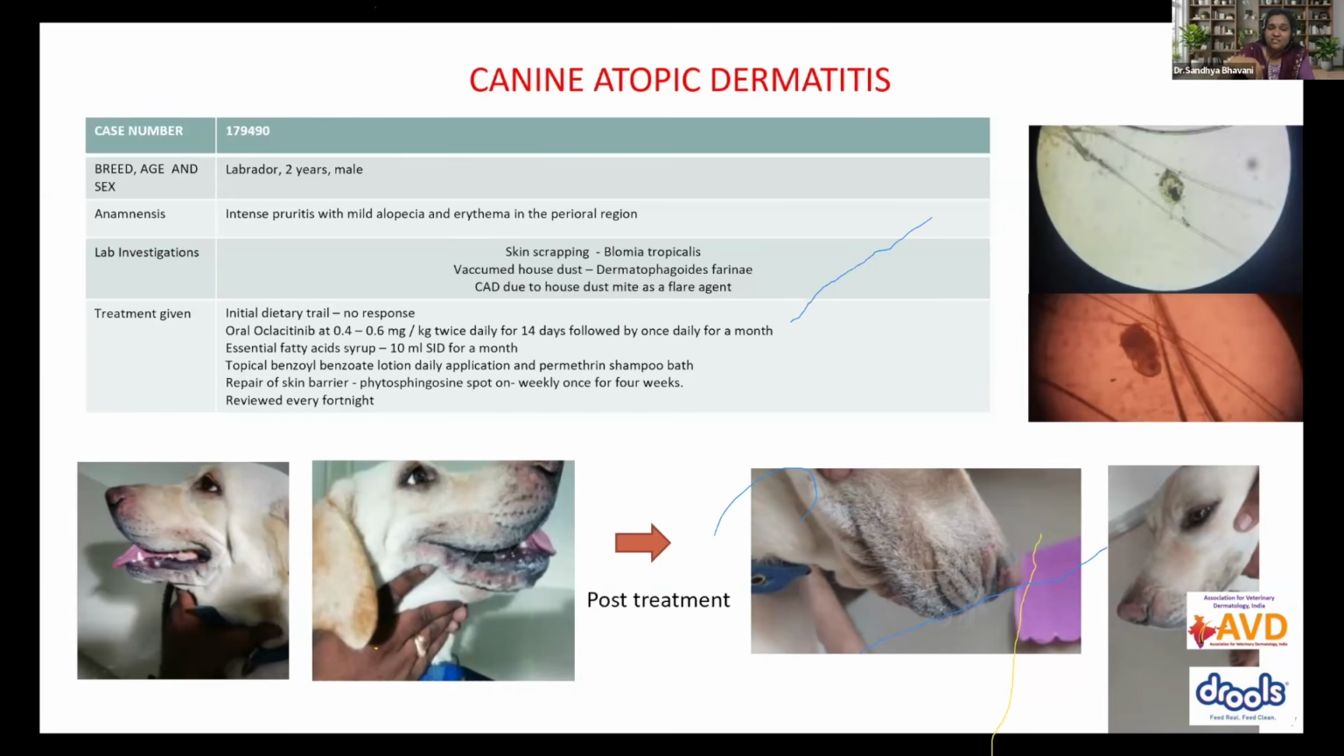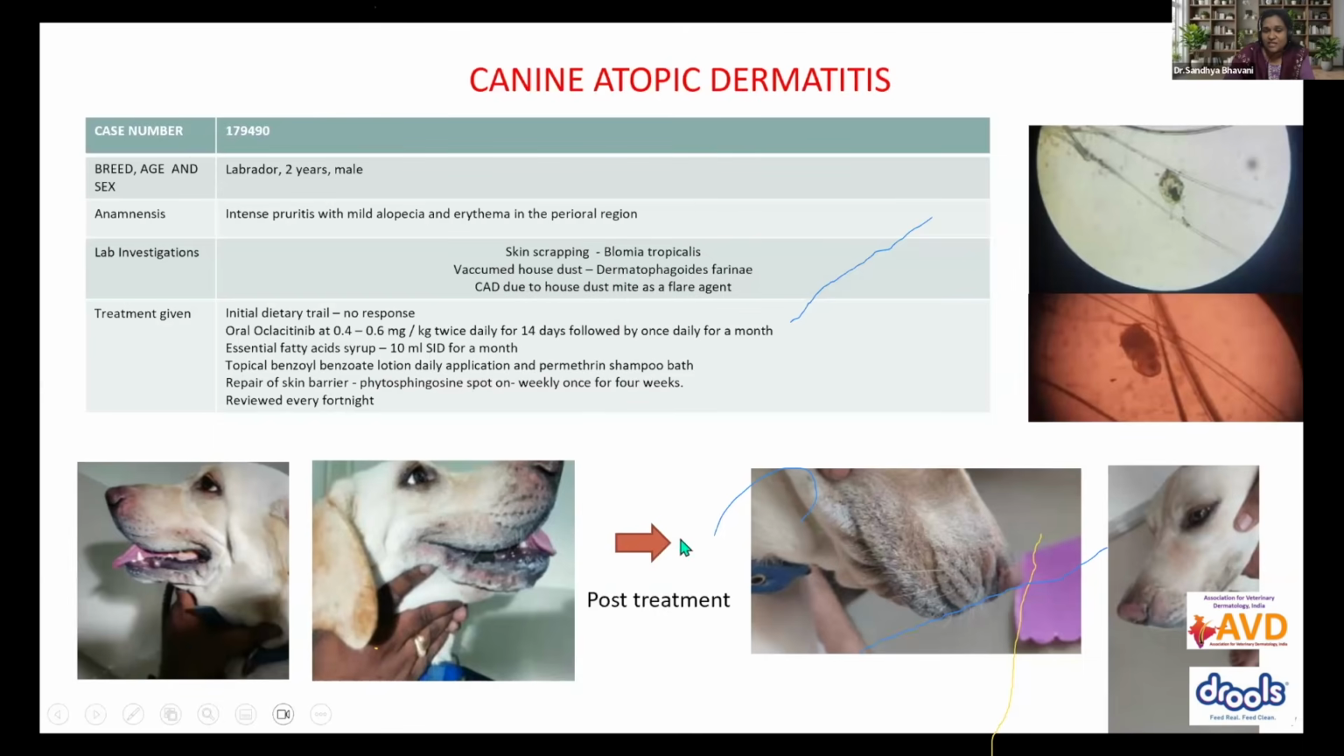So the treatment: an initial dietary trial, they had been treated outside. They told us that in the dietary trial there was no response. So we went for oclacitinib tablets for 14 days and once daily for a month, along with essential fatty acids, then benzyl benzoate lotion. Since it is a mite, we wanted to be double sure that it is also getting killed, so we gave benzyl benzoate, an acaricide. Then for repair of the skin barrier, we gave phytosphingosine spot-ons weekly for 4 weeks and then reviewed.